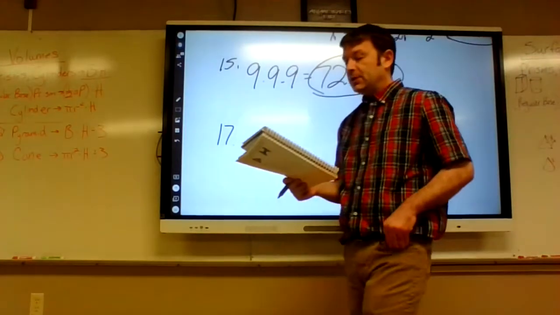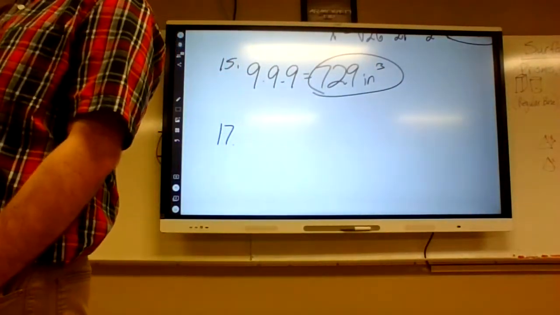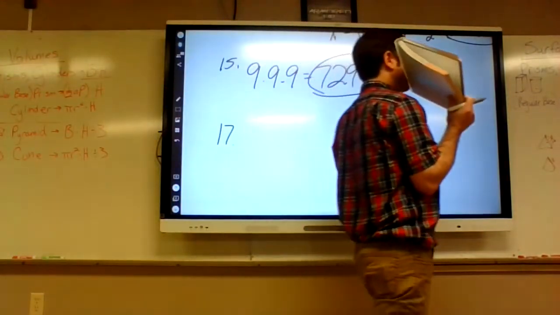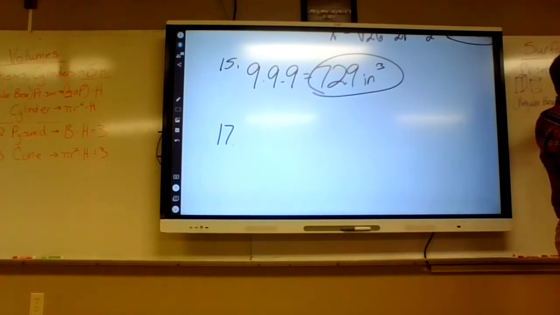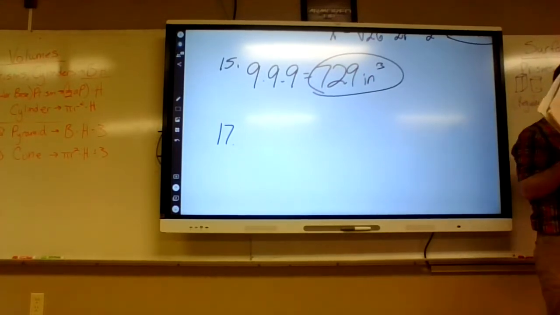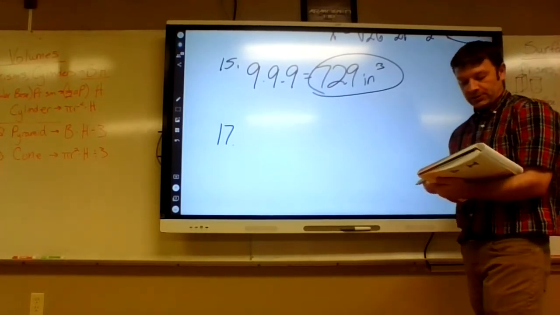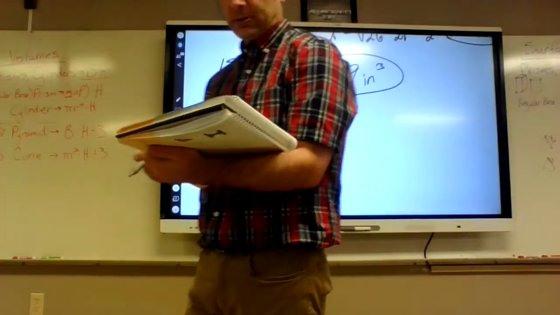Okay, number 17. Find the surface area of the right triangular prism. How do we find the surface area of a prism? Find 2 base areas for the base areas, plus perimeter of the base times height for the lateral surface area. So, let's start with the base areas. How do I find the area of those triangles?